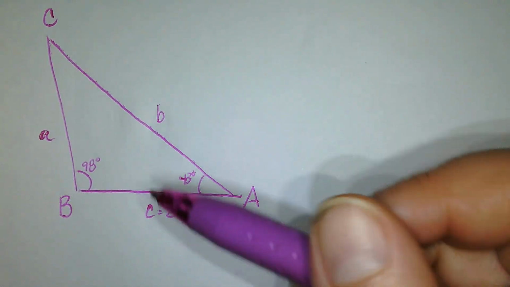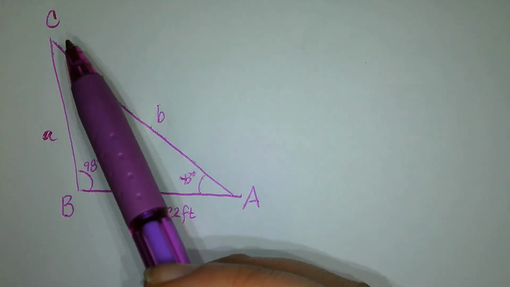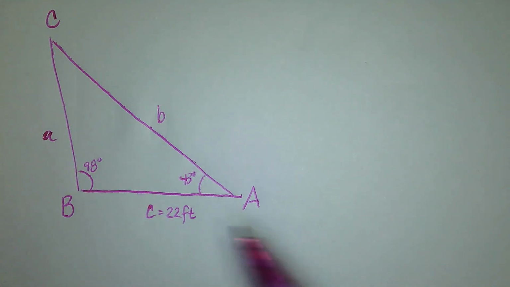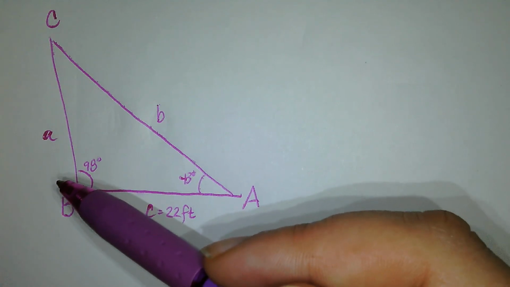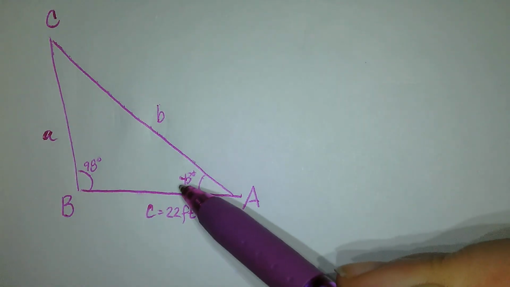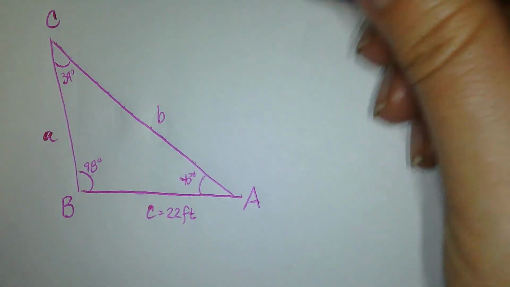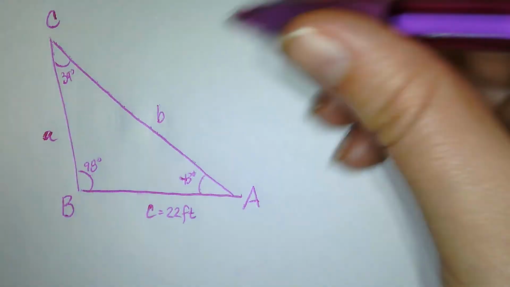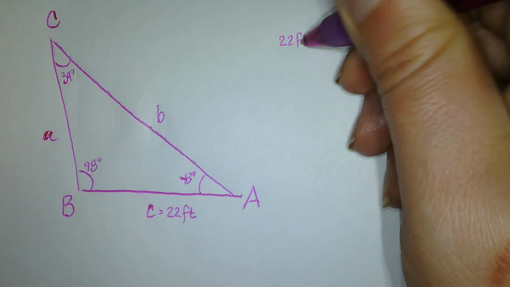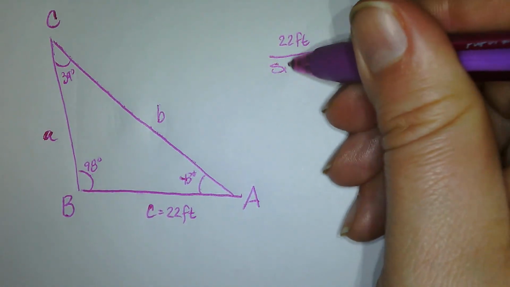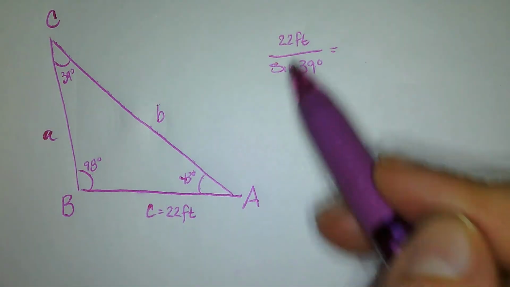So right now we have B, C, and A. We have three different letters, so we can't set up that ratio. But if we get angle C, then we have angle C and side C, then we can do some work there. So simply subtract 180 minus 98 minus 43, and we're going to get 39 degrees right here. And now we can set up some ratios. So let's do side C over angle C: 22 feet over sine of 39 degrees. So side C and angle C create the first ratio.